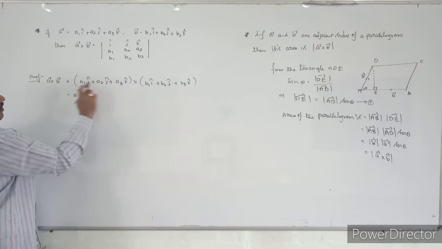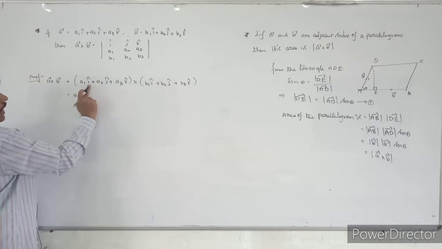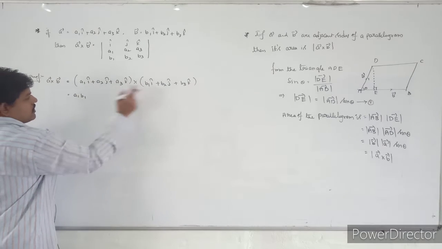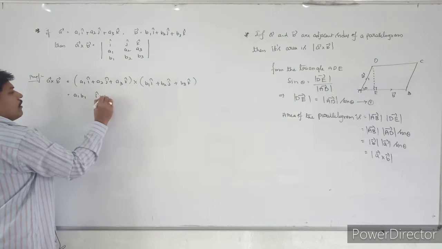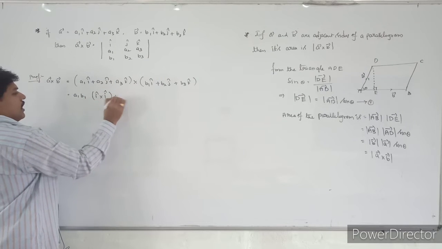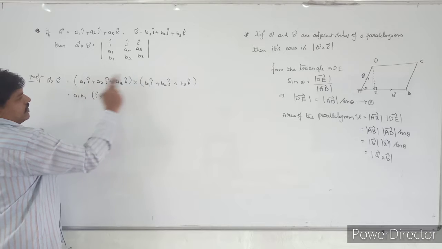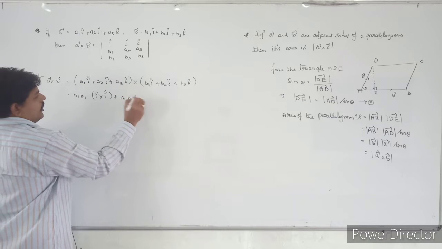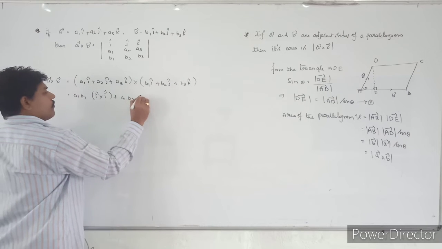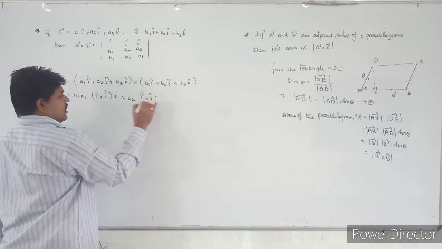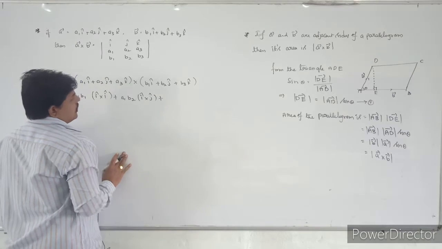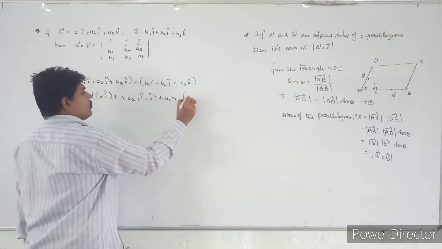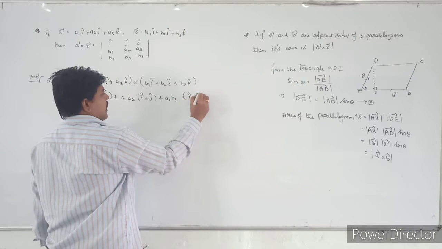That is equal to A1 B1 i cross i. You have to apply the cross product between the vectors. So that is i cross i, plus multiply A1 with the second one: A1 B2 i cross j, plus A1 B3 into i cross k.